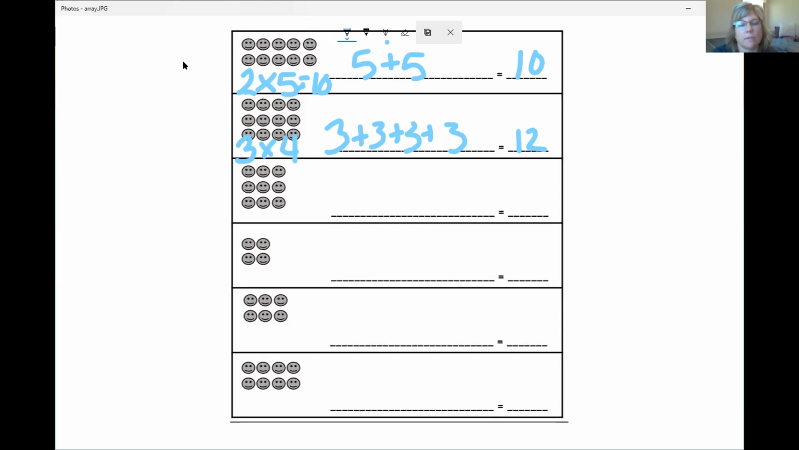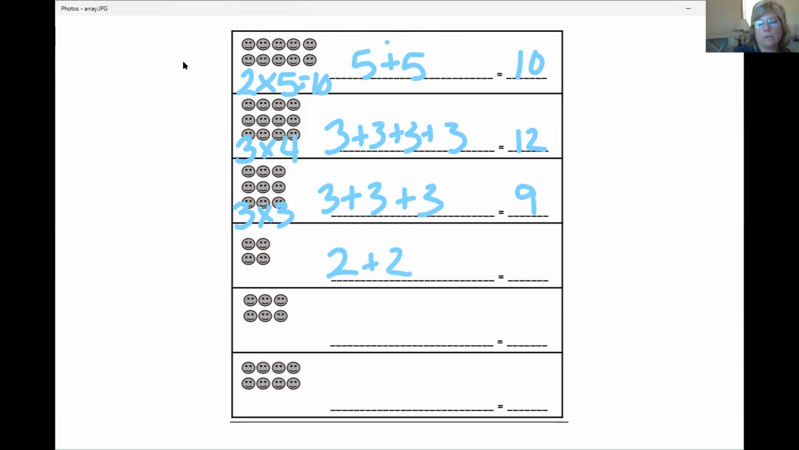The next one, I see 3 rows and 3 columns. So it's 3 plus 3 plus 3. And that equals 9 when you count them up. Or if you want to do the multiplication problem, it's 3 rows times 3 in each row. And that equals 9. Here's another array. 2 rows, 2 columns. So it's 2 plus 2. We know that equals 4. The multiplication would be 2 rows times 2 in each row, and that equals 4.